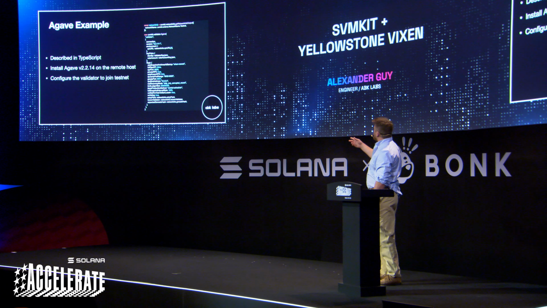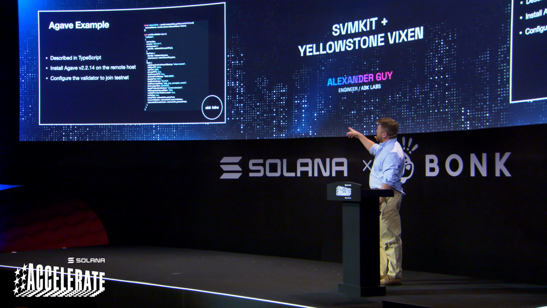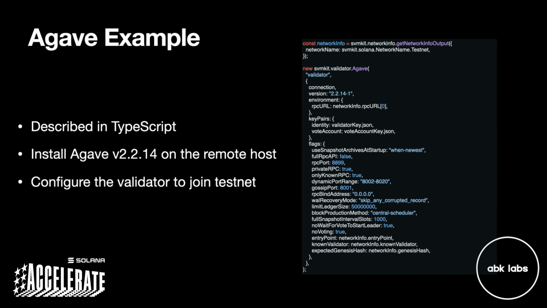And so a really good example is, let's say you want to instantiate Agave, right? That's a TypeScript example of setting up Agave 2.2.14 on some remote host, could be anything. In this case, it's configured for testnet. You can see that the actual TypeScript itself is strongly typed, so all of the knobs that you normally have to deal with related to Agave configuration are exposed directly in the code base. You can also break out of that, and if you've got some custom stuff that your fork or whatever you've modified requires, you can work with that too.